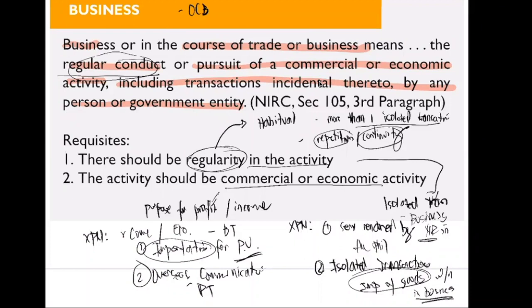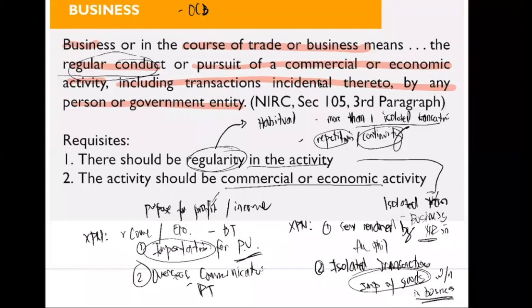Okay, we go back to the rules we learned in this particular slide. We said that business is present if these requisites are present. First, there should be regularity in the activity, meaning habitual engagement or continuity in your service. That is the general rule. What is the exemption to the rule?